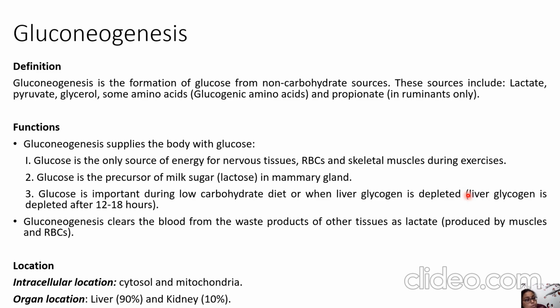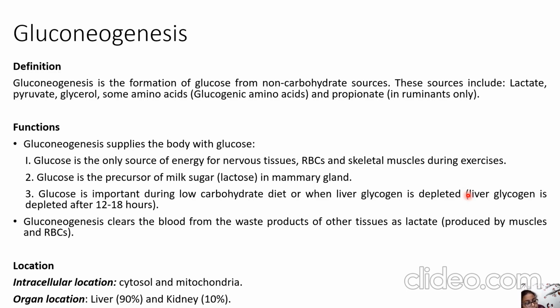Now, if we talk about gluconeogenesis, it is the formation of glucose from non-carbohydrate sources. These sources typically include lactate, pyruvate, glycerol, some amino acids like glucogenic amino acids, and propionate. So, what are the functions? Gluconeogenesis supplies the body with glucose. Glucose is the only source of energy for nervous tissues, RBCs, and skeletal muscles during exercises. Glucose is the precursor of milk sugar and lactose in mammary gland. And glucose is important during low carbohydrate diet or when liver glycogen is depleted. It is depleted after 12 to 18 hours.